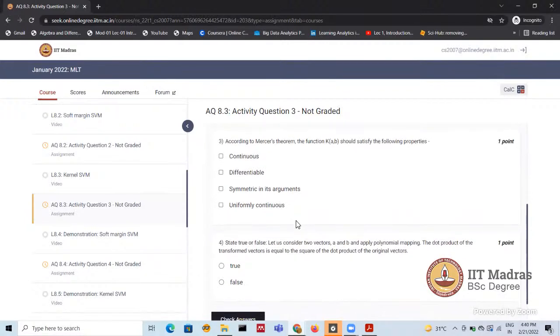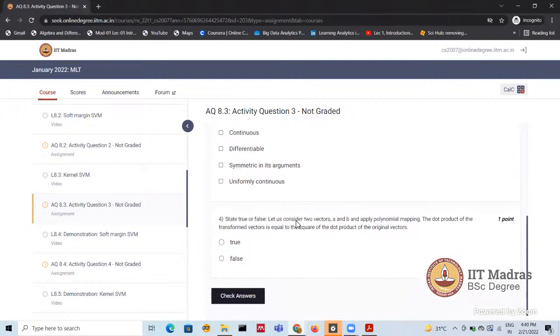So yeah, it should be continuous, because it's a polynomial, so continuity is there. I'm not sure, and I don't think it will be differentiable in all of them. It should be symmetric in arguments. So the answer to this is continuity and symmetry in arguments.